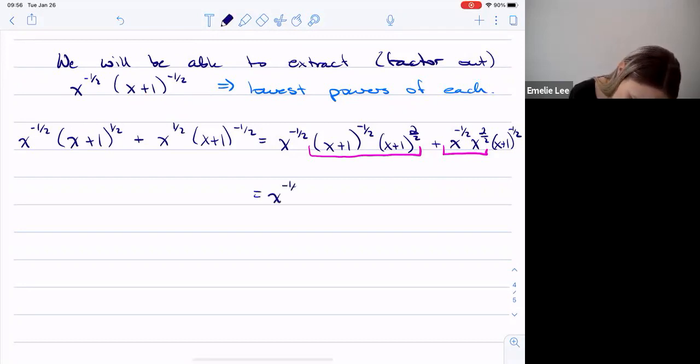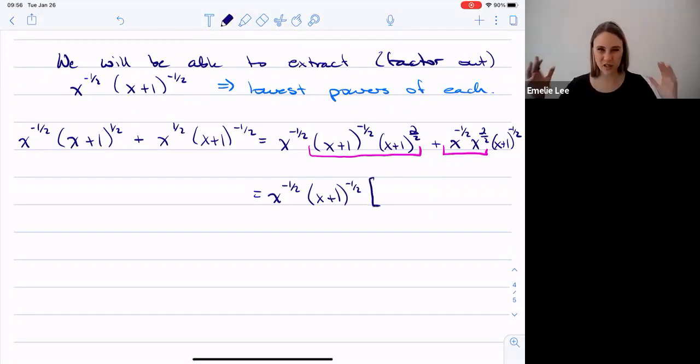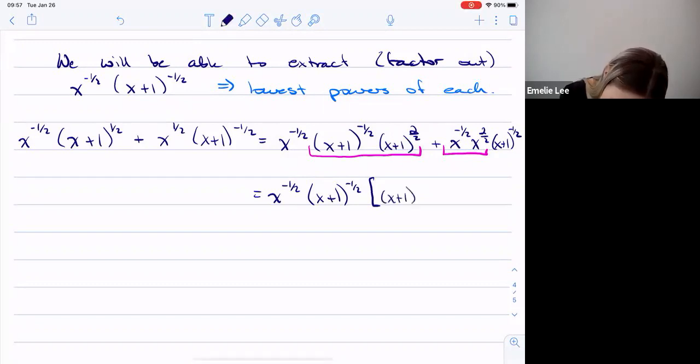X to the negative 1/2 times x plus 1 to the negative 1/2. And then I'm going to use square brackets just to emphasize that all that is multiplying everything inside here. I've got this x to the negative 1/2, and I've got this x plus 1 to the negative 1/2. The only thing I'm missing here is x plus 1 to the 2/2. Again, I'm going to write it with 2/2. If you just went to x plus 1, that's fine. But I just want to emphasize that they're the same.